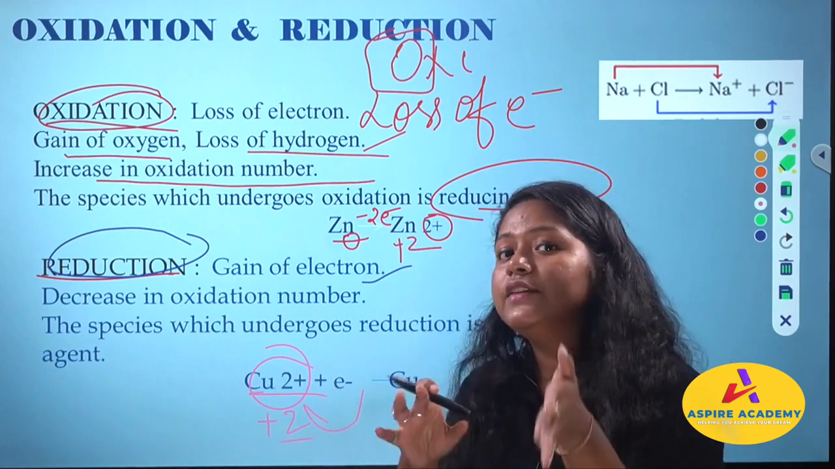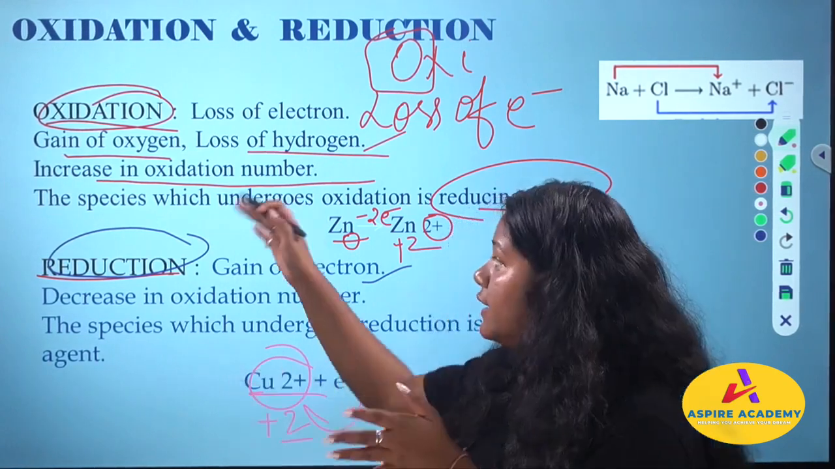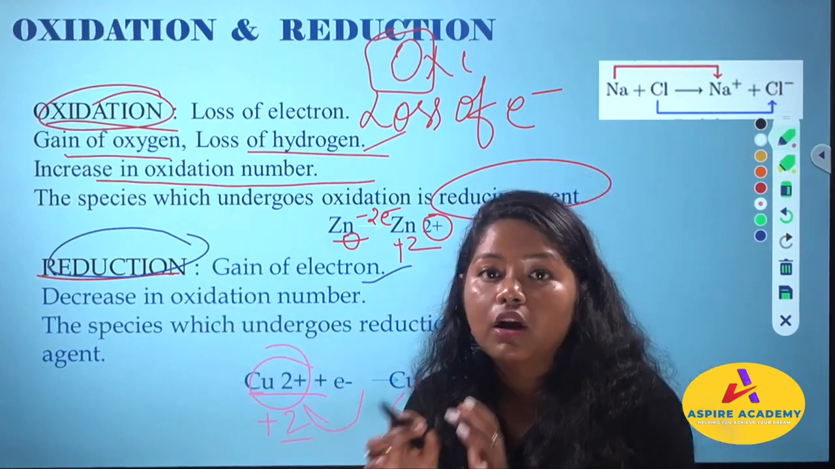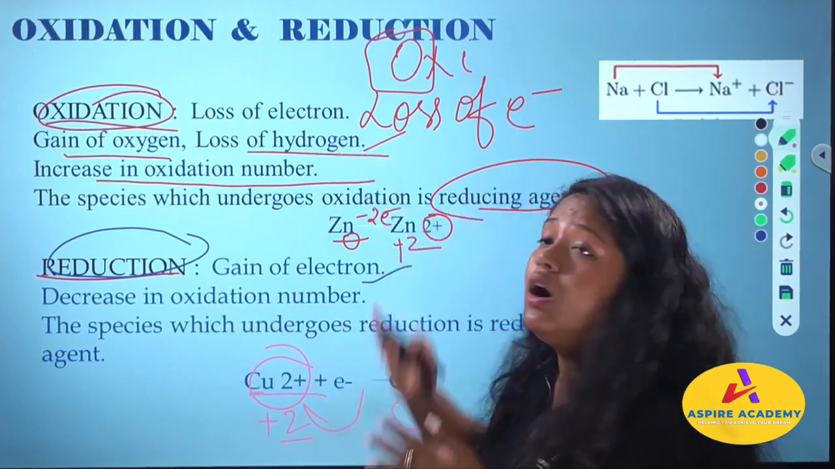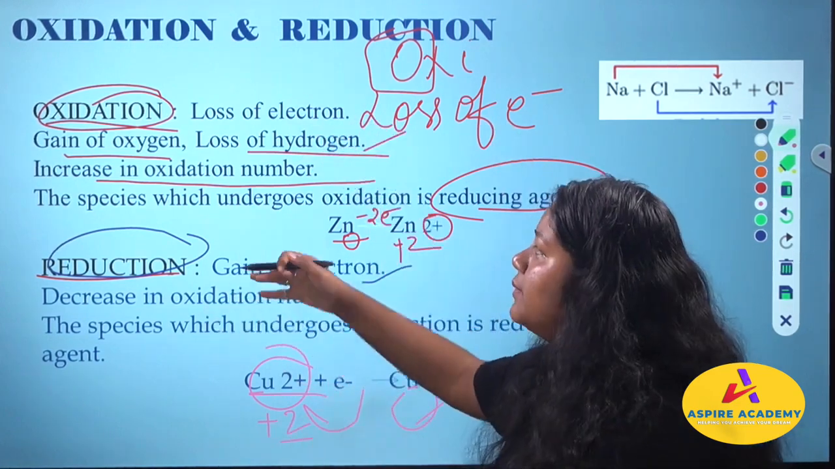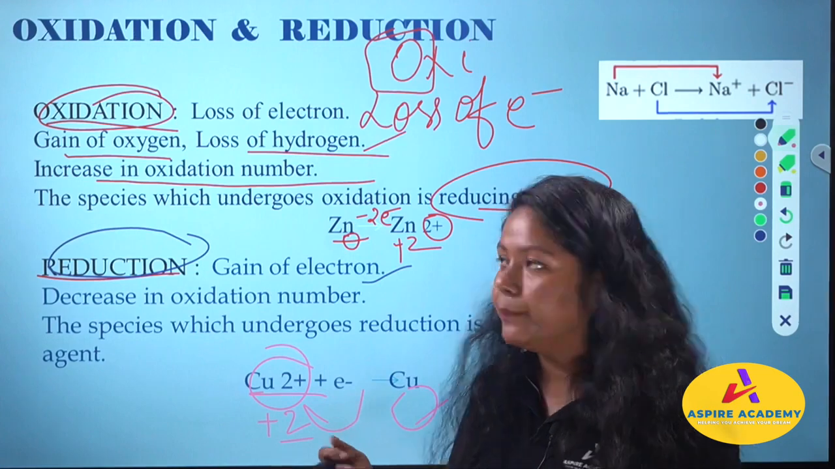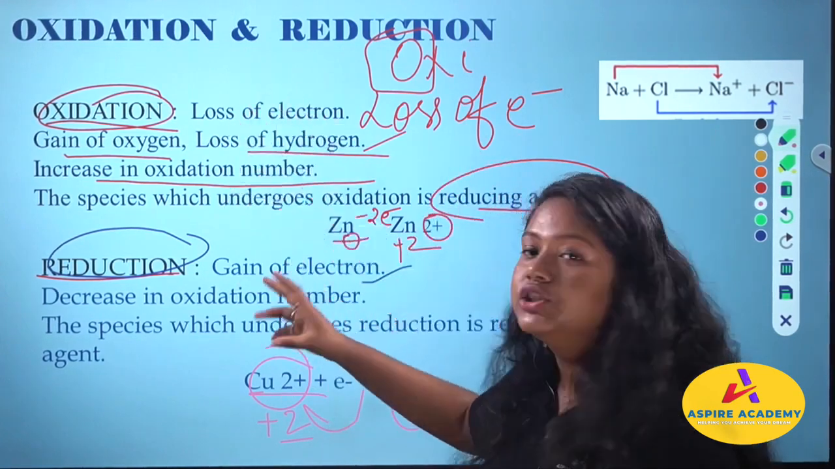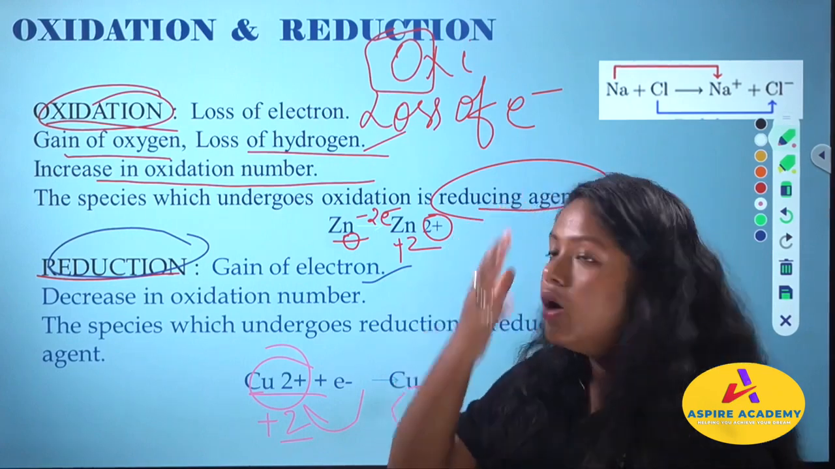Okay, in oxidation, if there is gain of oxygen, then in reduction there will be loss of oxygen. It's just the opposite. If you are giving here something, you are taking away from this. If you are giving here something, you are taking away from that. Okay, so there is gain. If here it is gain of oxygen, in reduction there is loss of oxygen.